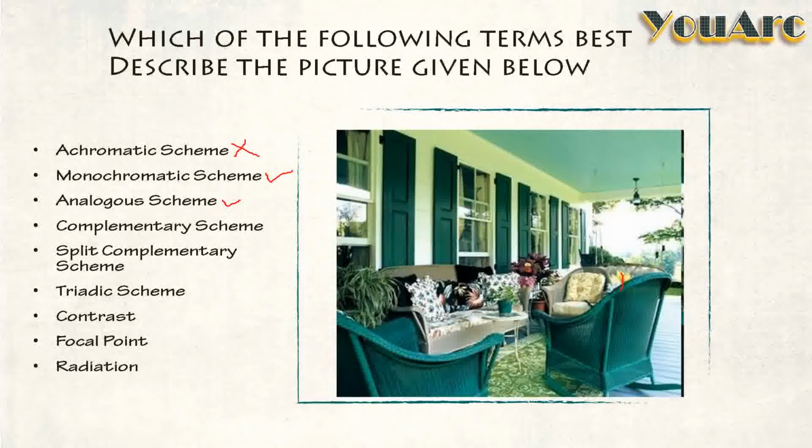I don't feel so. Contrast is, there is definitely contrast here. See the background and the window panel. There is good contrast happening here. Focal point, so no such focal point is happening. Radiation, no radiation. Focal point is something where your eye point merges together. Radiation is something where from one point it used to get radiated. So here it will be monochromatic, analogous and contrast.